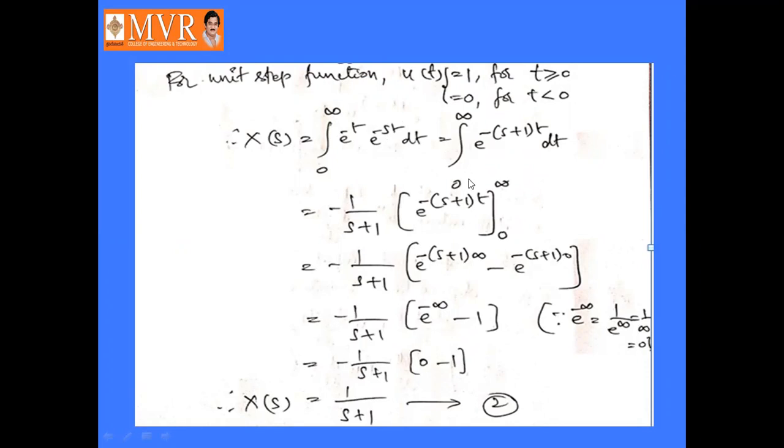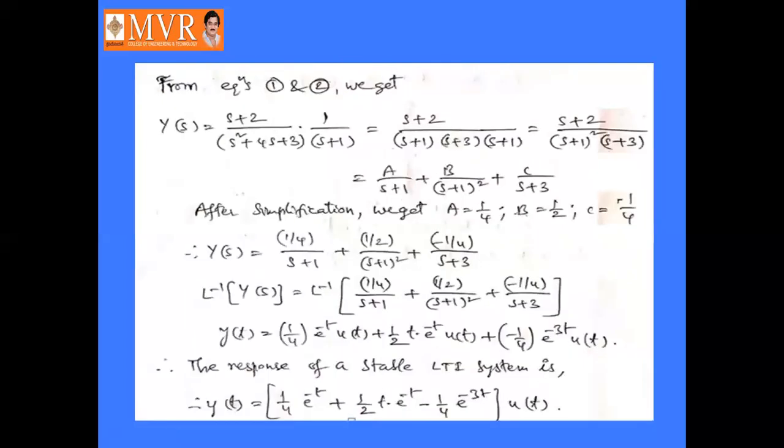So it is equal to the integral from 0 to infinity of e power minus (s plus 1) t dt, or it is minus 1 by (s plus 1) into e power minus (s plus 1) t with the limits infinity to 0. By simply substituting these values, X of s equals 1 by (s plus 1). Let it be considered as equation number 2. From equations 1 and 2 we get Y of s equal to (s plus 2) by (s square plus 4s plus 3) into 1 by (s plus 1).